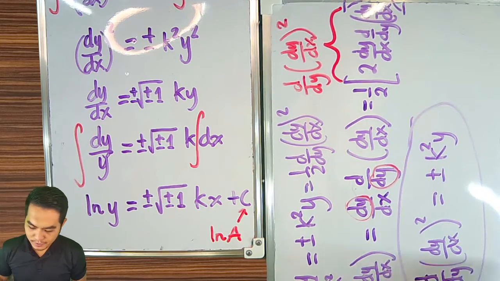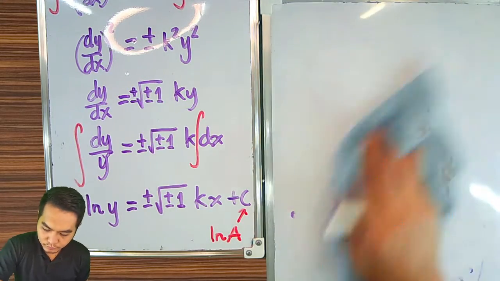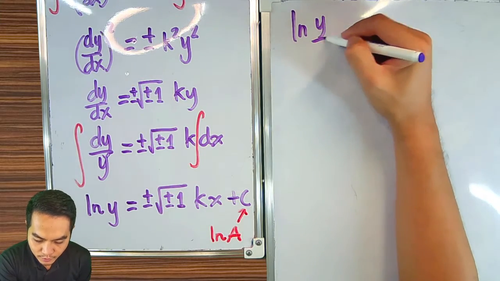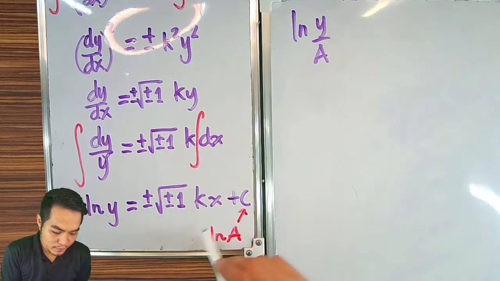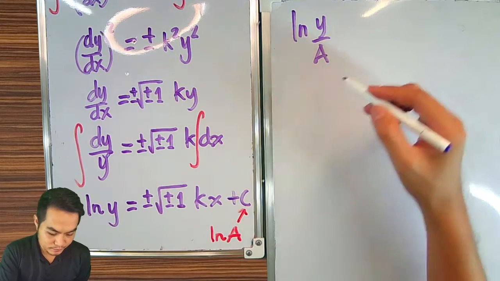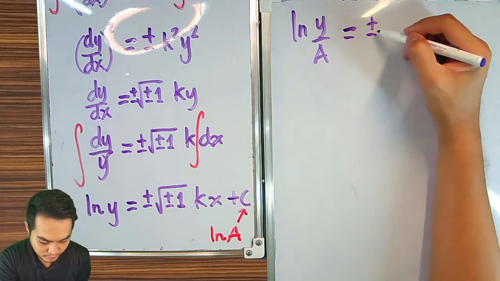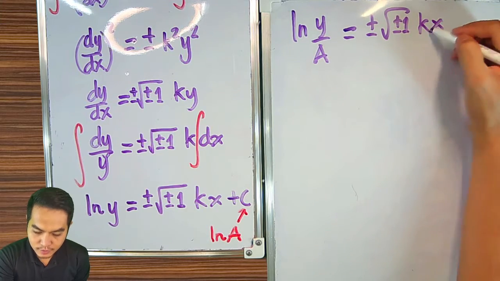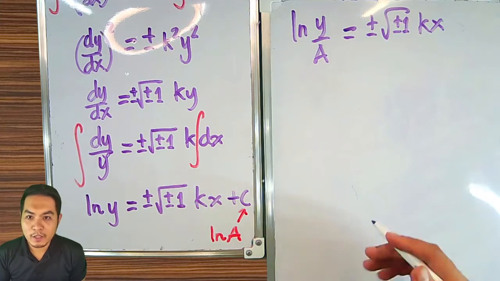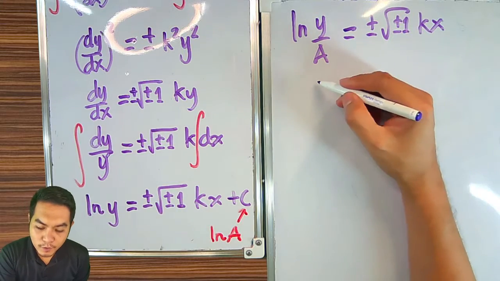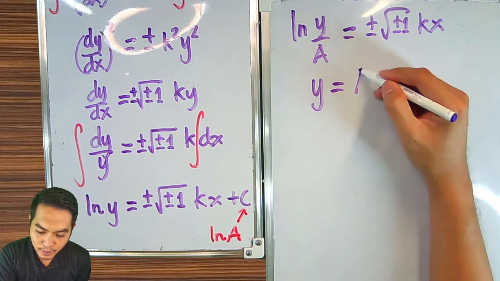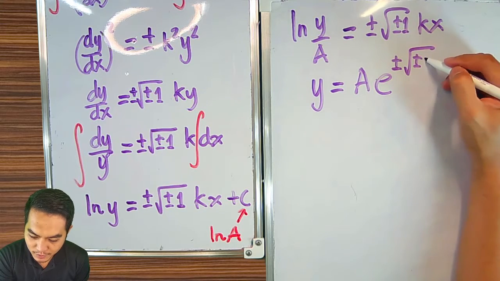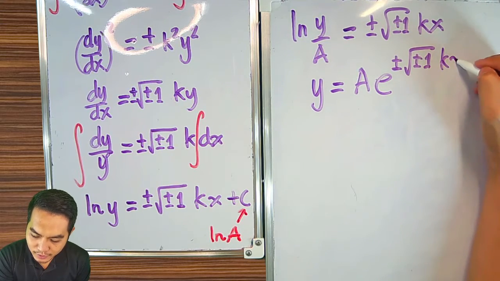So I'm just going to erase this. I will have something like ln of y over a, since I combine these two ln's here, and it's equal to plus and minus square root of plus and minus 1 kx. So if I convert this into an exponential form, I have y is equal to a e to the plus and minus square root of plus and minus 1 kx.